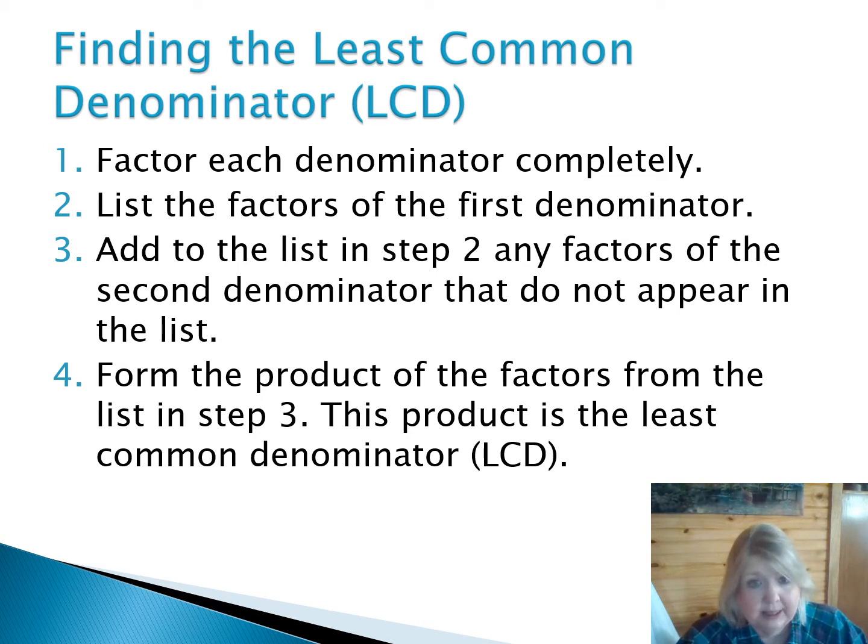Then we're going to list the factors of the first denominator, adding to it any of the factors in the second denominator that are not already on the list. Then we're going to form the product of the factors from the list in step 3 and call this the least common denominator.